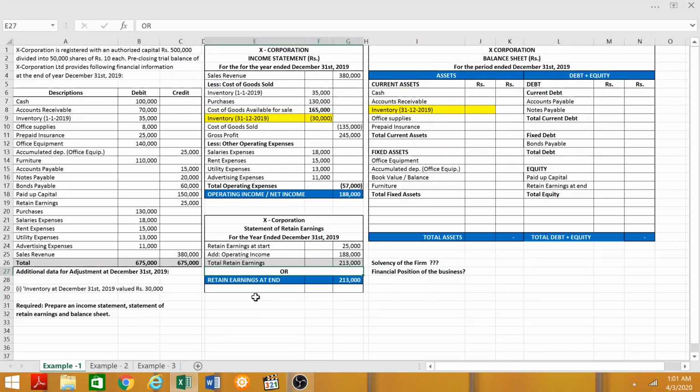So hopefully you can construct the statement of retained earning easily just by writing the initial balance and then adding the operating income, the income for the current period, and you will get the result, total retained earnings. You don't need to subtract the dividend and reserves here in this example, because there are no amounts of reserves and dividend given here.